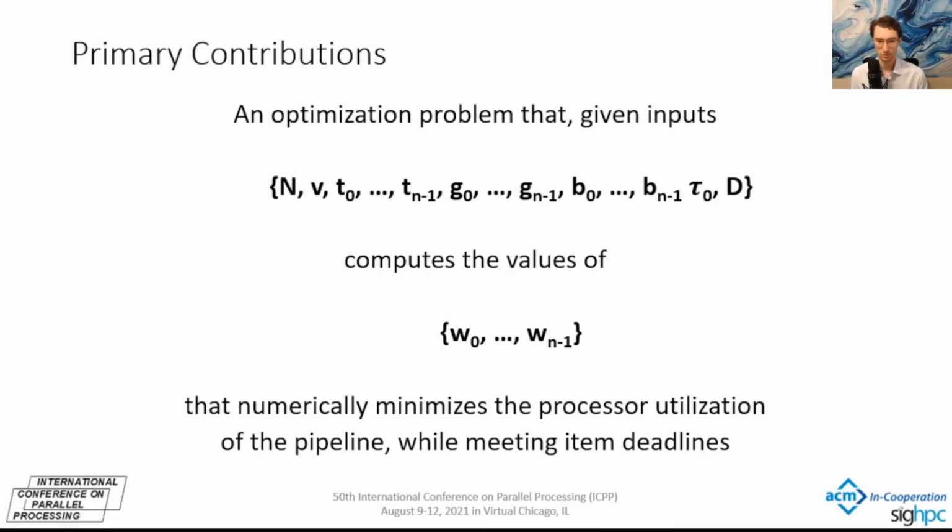The primary contribution of this work is an optimization problem that, given the inputs for a particular pipeline configuration, computes the value of the wait vector that numerically minimizes processor utilization for that pipeline while meeting item deadlines with high probability.